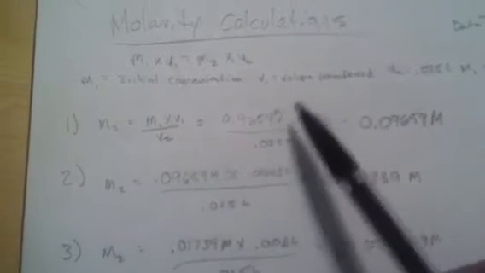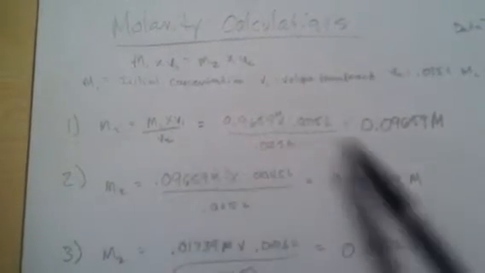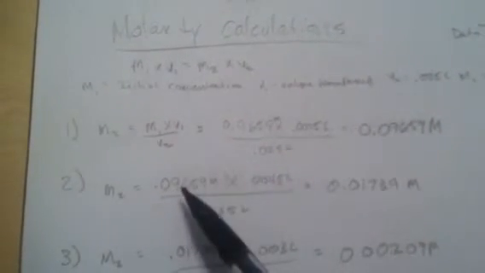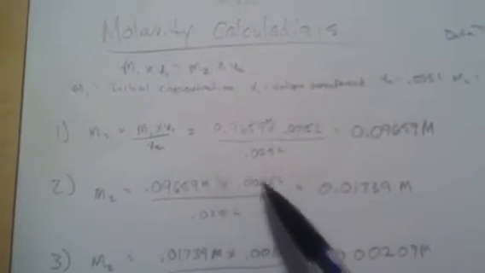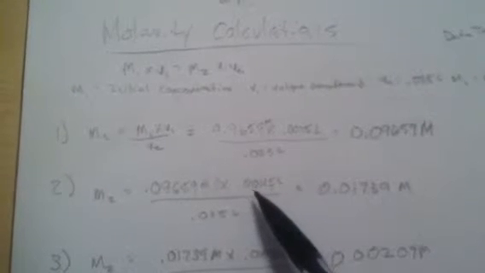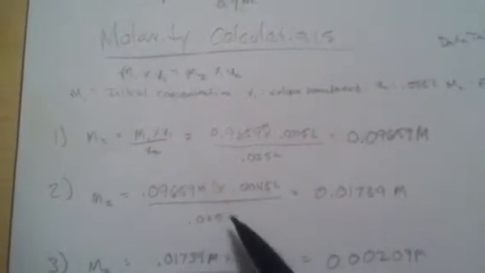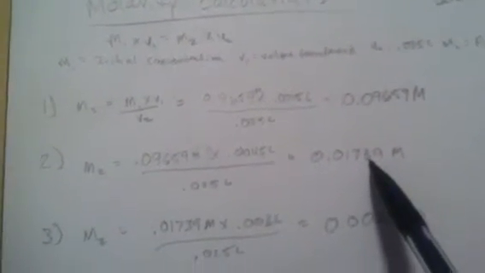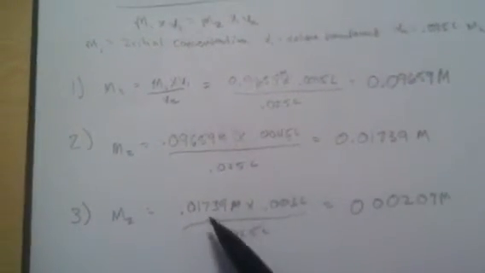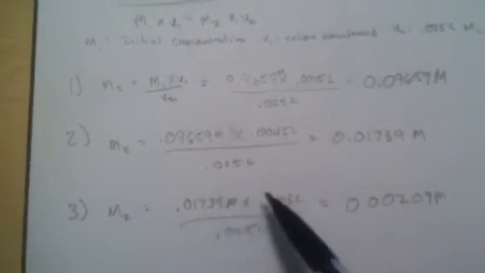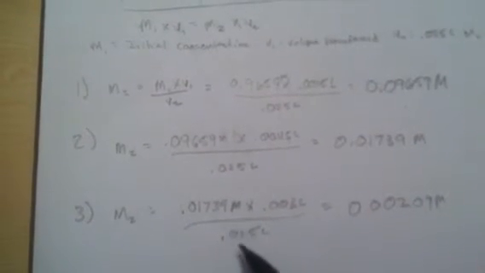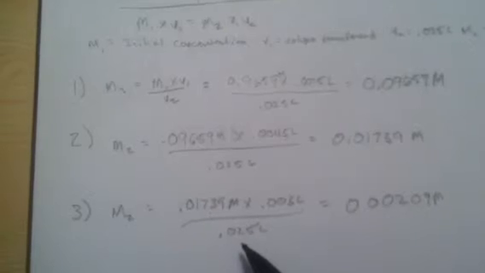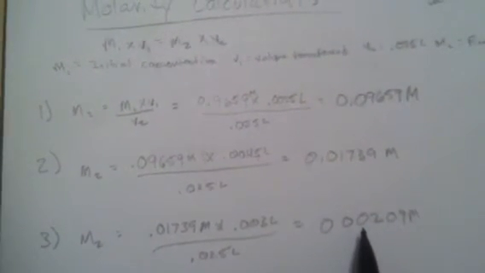And from here on out, it's just plug and play. M2, we plug in this initial concentration, which was the final concentration of our previous problem, times the volume transferred, in this case 0.0045 liters, divided by the total volume, gives you this concentration. That becomes our new initial concentration, plug in right here, times 0.003 liters transferred, divided by the total, which gives us this concentration right here.